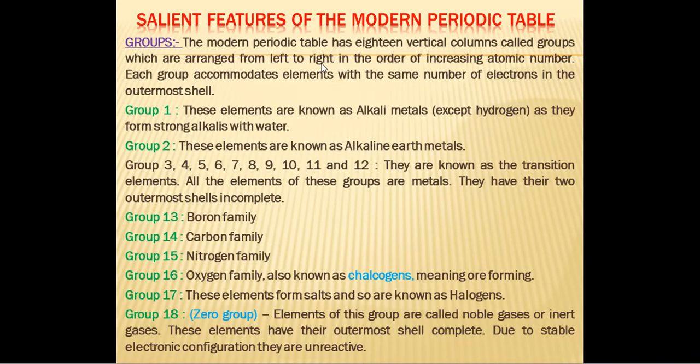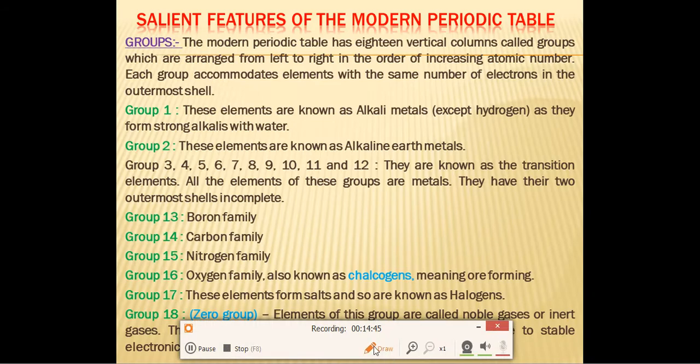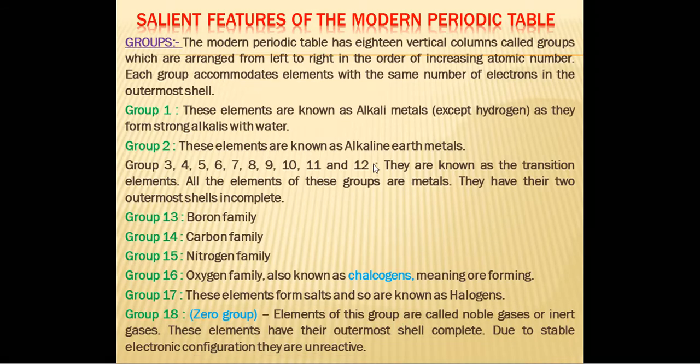Okay, first we will start with group number 1. The elements which are present in group number 1 are known as alkali metals. Remember this one, except hydrogen. Like lithium, sodium, potassium, rubidium, all are called alkali metals, and they form strong alkalis with water. That's why they are known as alkali metals. For example, sodium. When we react sodium with water, what we will get? NaOH. And NaOH, sodium hydroxide, is a very strong alkali.